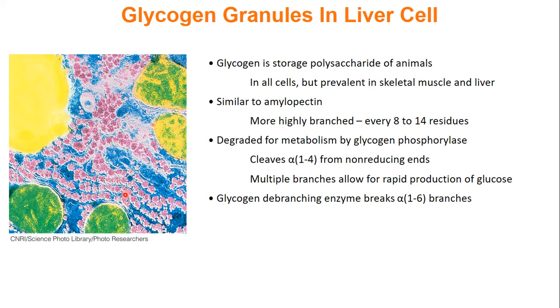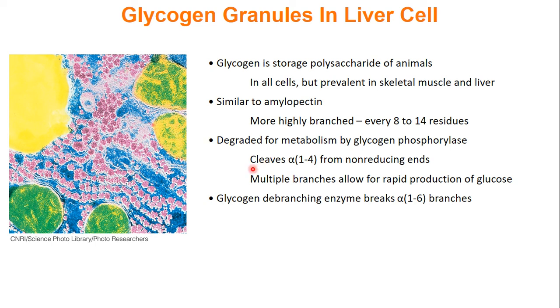Now for humans, the way we store energy, one way other than fat, is glycogen. So that's our storage polysaccharide. So we have glycogen in every cell, but it's really in your skeletal muscle and your liver. And this is similar to the amylopectin we talked about in starch, but it's much more branched, every 8 to 14 residues. And what we use glycogen for, we use it for energy, and the enzyme that will break down our glycogen is glycogen phosphorylase.